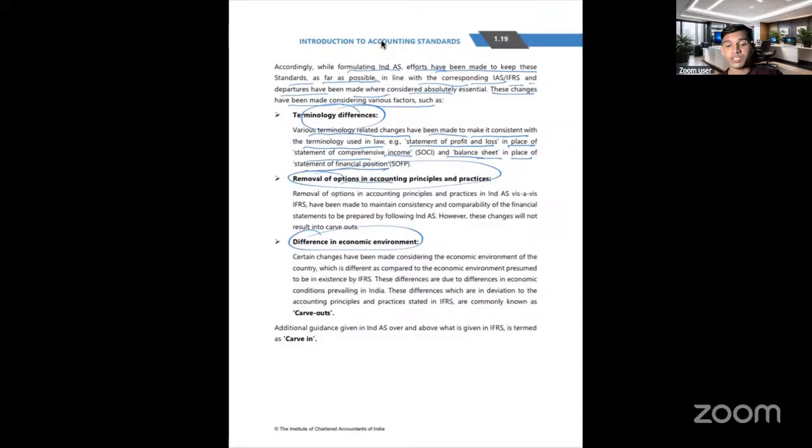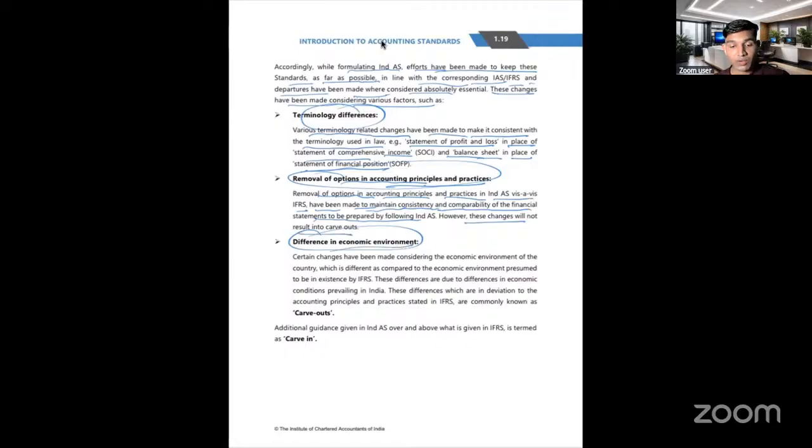Removal of options in accounting principles and practices. Removal of options in accounting principles and practices in Ind AS vis-a-vis IFRS has been made to maintain consistency and comparability of financial statements prepared by following Ind AS. However, these changes will not result in carve-outs.